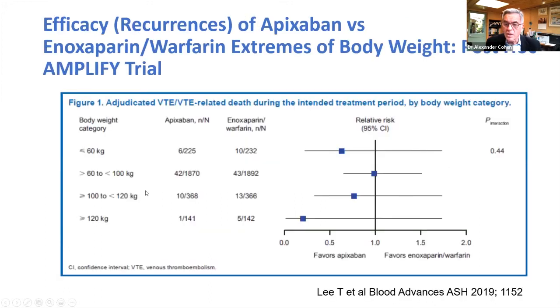So more recently, some of us have looked at the apixaban data, and here we've got the extremes of body weight with the AMPLIFY study, which has only been presented in abstract form. But you can look here, when patients are less than 60 kilograms or more than 120 kilograms, there's no evidence of any heterogeneity, and the point estimates tend to favor apixaban over warfarin. Yet for this group, once again, the guidelines say you can't give apixaban. You've got to give warfarin and measure the levels if you want to give apixaban.